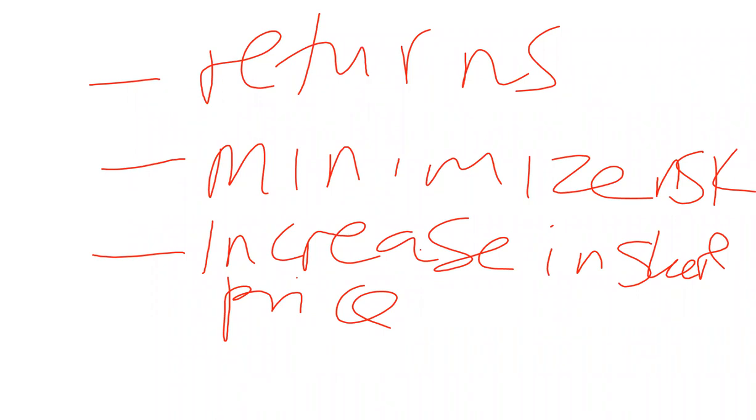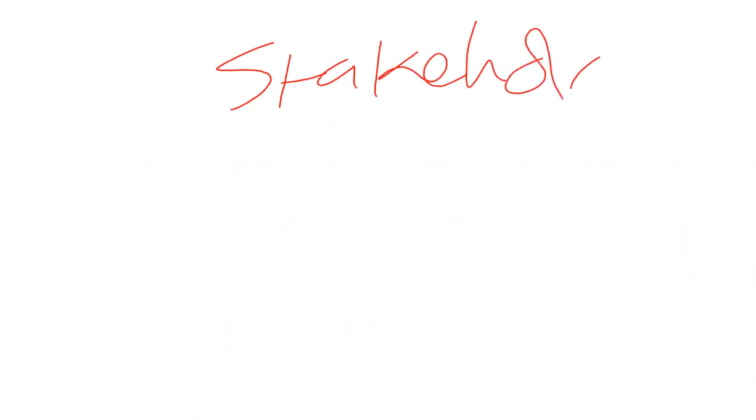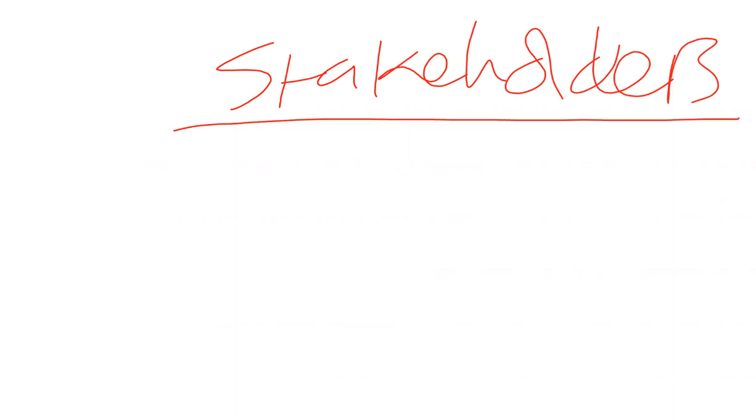So after all that is done, as you are trying to maximize the wealth of the shareholders, you have other people that you have to keep in mind. These are called the stakeholders. These stakeholders have different objectives.